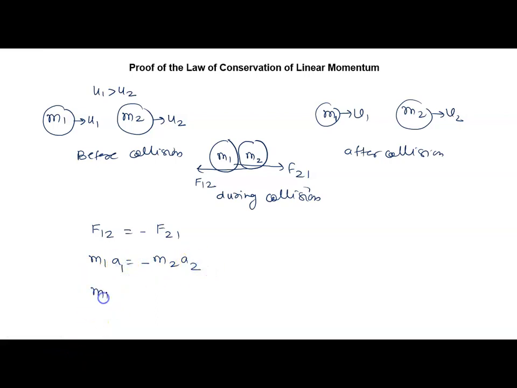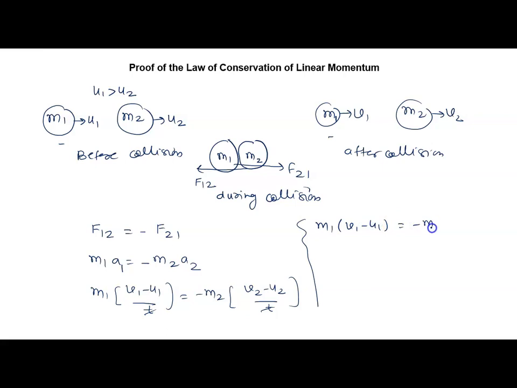Now for m1, acceleration is (v minus u) upon t. So here we write (v1 minus u1) upon t, because v1 is the final speed and u1 is the initial speed, equal to minus m2 times a2, which is given by (v2 minus u2) upon t. t is the time of contact, so t cancels. Next step, we write m1(v1 minus u1) equal to minus m2(v2 minus u2).